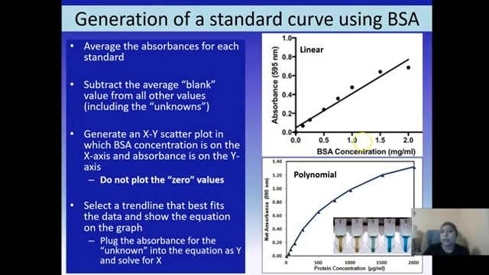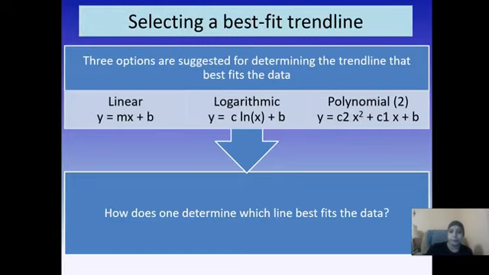Once you decide which one is the best, you are going to take the absorbance of your blank corrected unknown sample into that equation. Again, your absorbance is the y, so you will plug that absorbance into the y in that equation and solve for the x to get your quantification of the unknown protein.